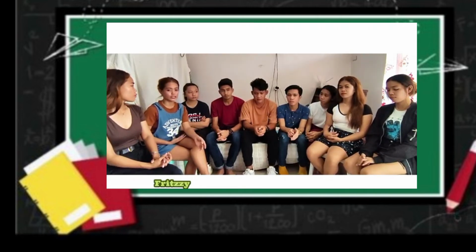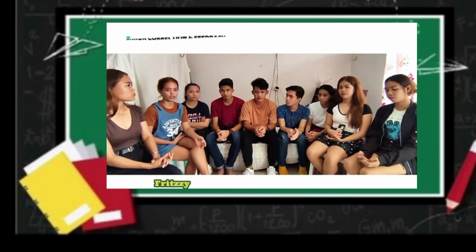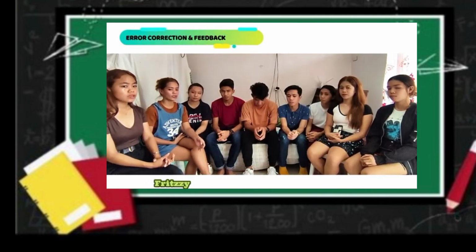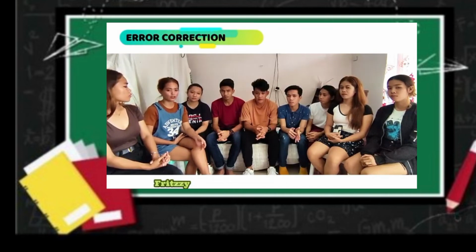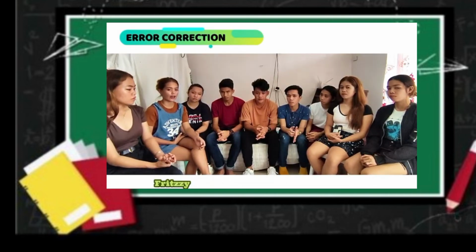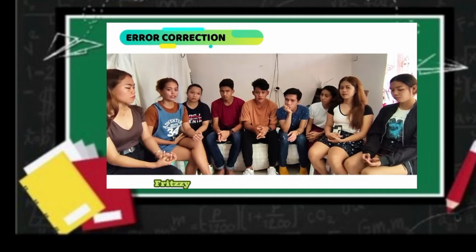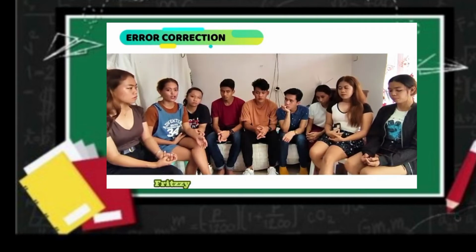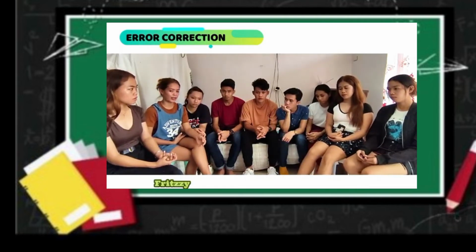Anyways, Juriel and I are going to share something too about error correction and feedback. So, what is error? The word error comes from the Latin word errare, which means to stray or err, while correction comes from the Latin word corrigere, meaning to make straight or bring into order. In short, it is a process with suggestions to make it right for improvement.